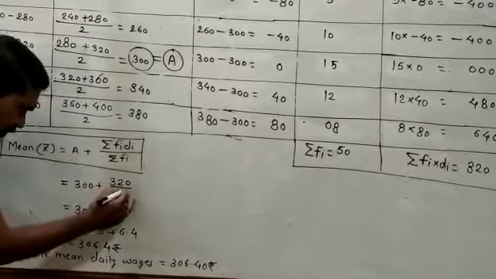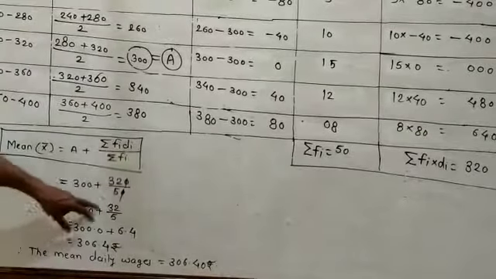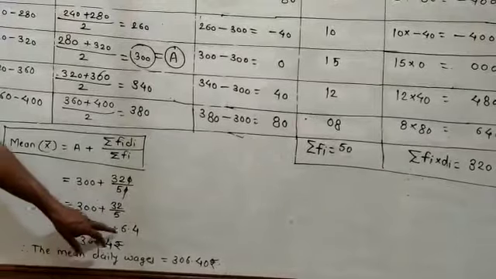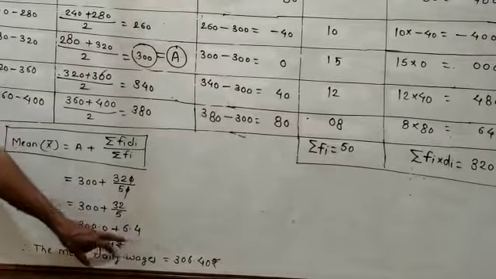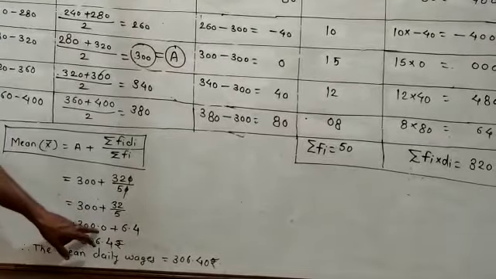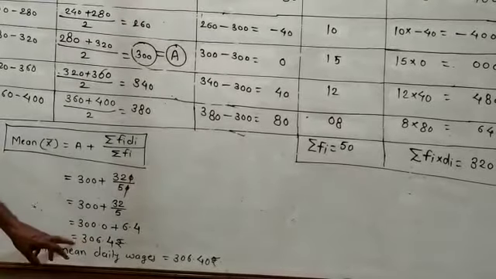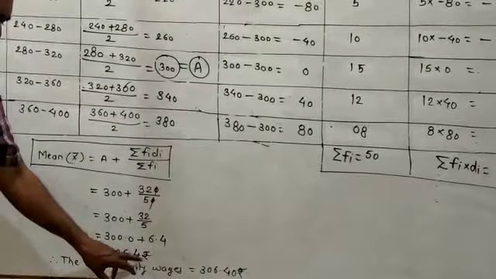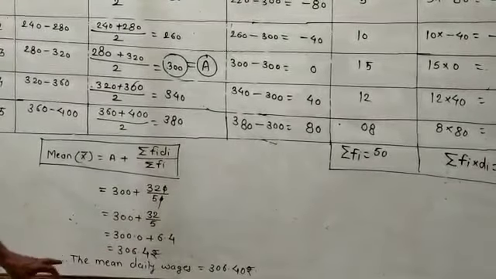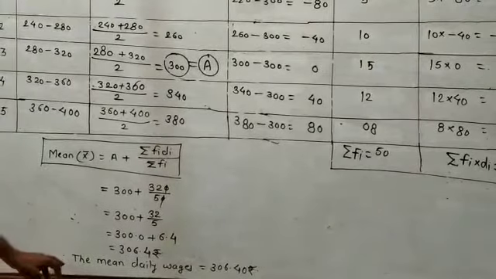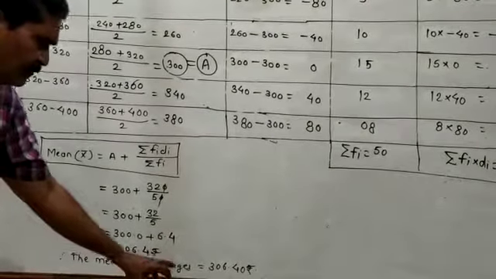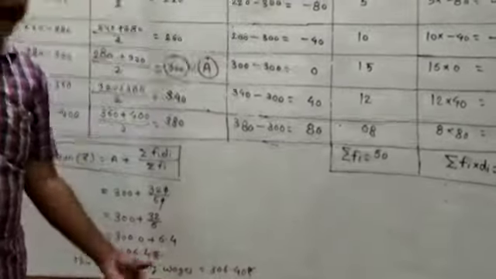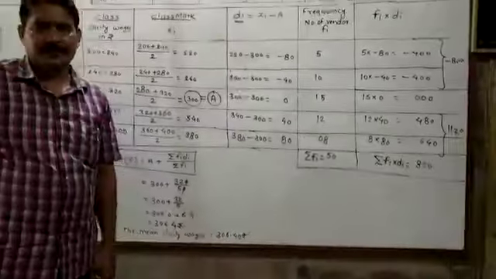Then you strike off this 0. At that time 300 plus 32 upon 5 remains. When you divide 32 by 5, the answer will come 6.4. So you write 300.0 plus 6.4, and the sum will come 306.4 rupees. That means the mean daily wage of the workers is 306 rupees and 40 paise, or 306.40 rupees.